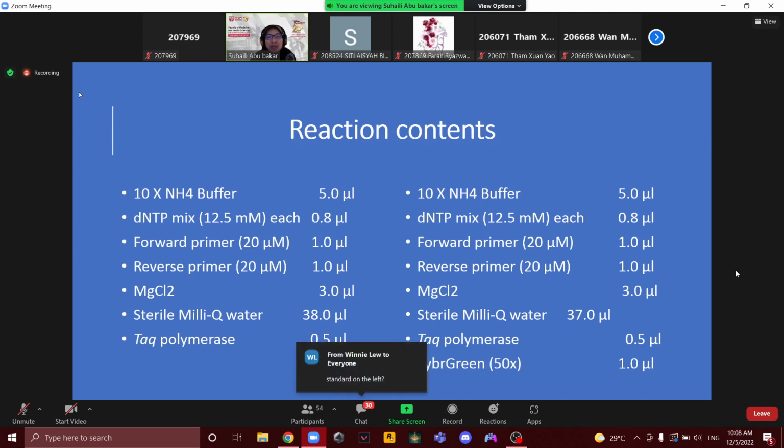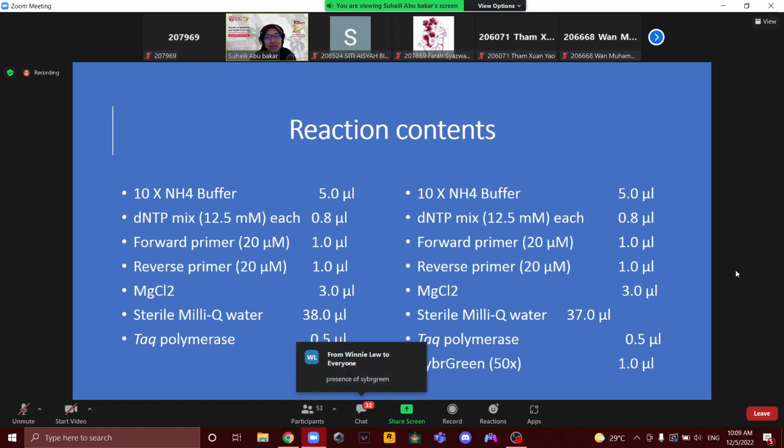Sebelah kiri apa, sebelah kanan apa? Sharifah, try. Right is the real time PCR. Dia berjanji pula dengan Winnie, a pair. And then Winnie pula answer on the left side. Bagus. Okay, good try. Yes. Sebelah kiri, kenapa sebelah kiri standard PCR and sebelah kanan real time PCR, Sharifah and Winnie?